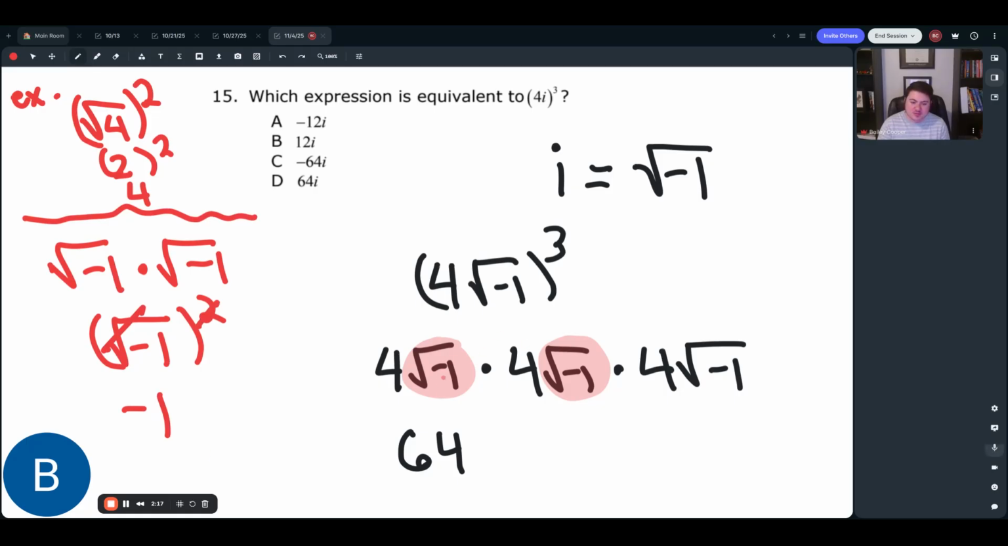So square root of -1 times square root of -1 is just going to simplify down to -1. So that's going to be this 64 times -1, which is -64. And then we still have this square root -1 that we haven't dealt with yet hanging on at the end. So times square root -1. And then like we said earlier, i is equal to the square root of -1. So let's just turn that back into an i. So our final answer here is going to be -64i, which is answer C.